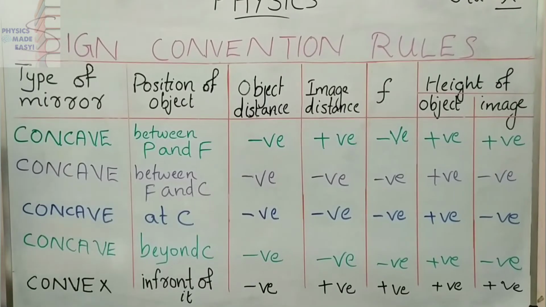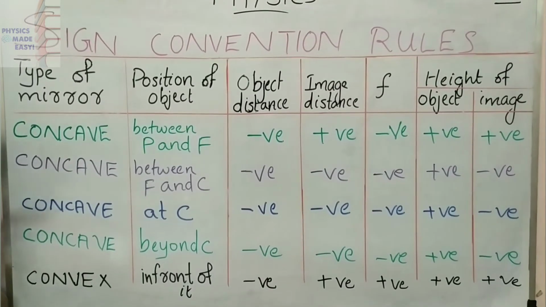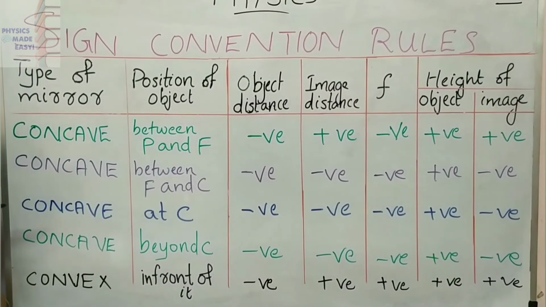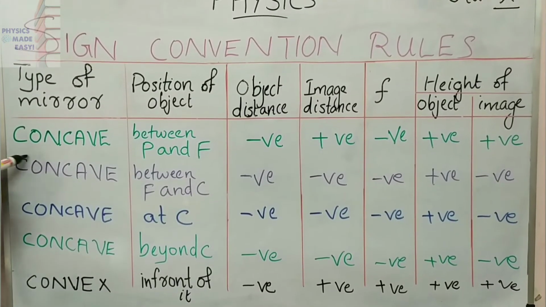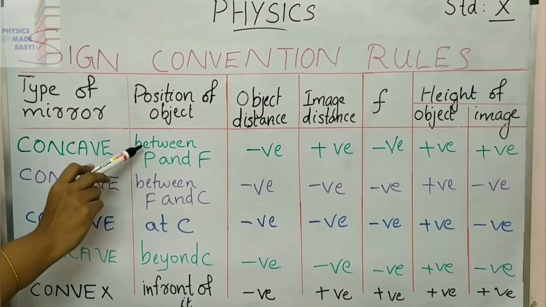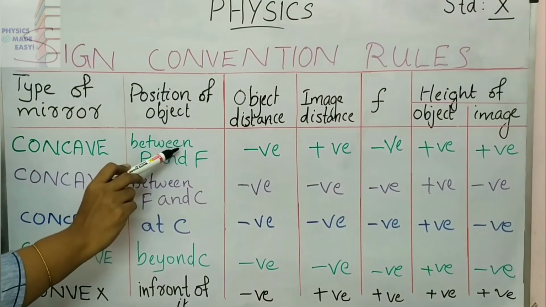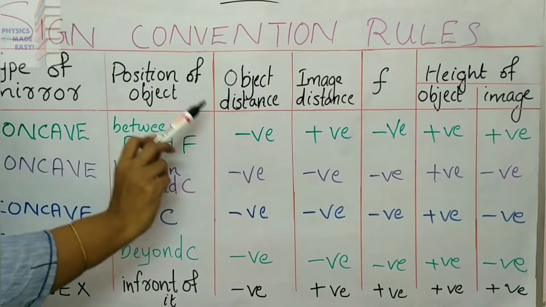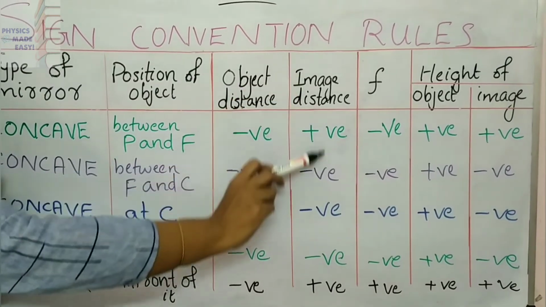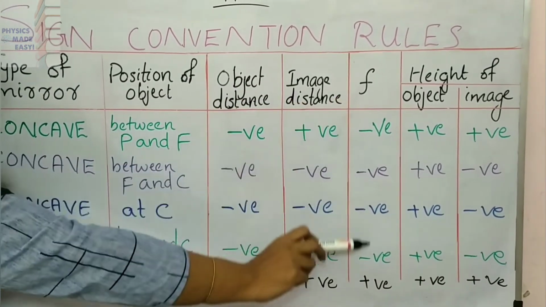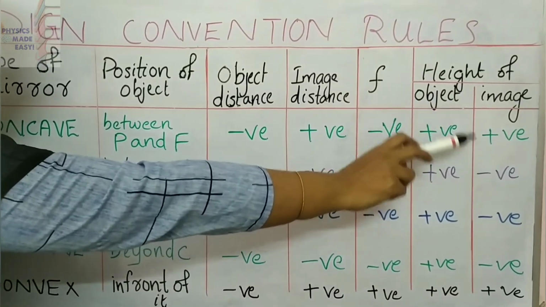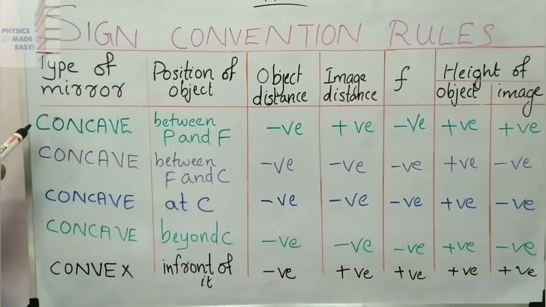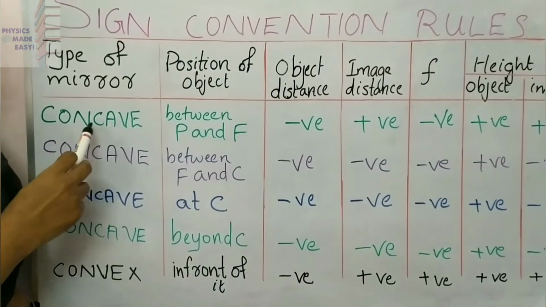Dear students, here you can see a table. This will be useful for you for solving problems. Here you can see concave mirror. Then you can see the position of the object like that. First I will say that object distance is there, image distance is there, f means focal length. Then you can see other two columns, height of object and height of image. Last one, look at here, concave mirror.